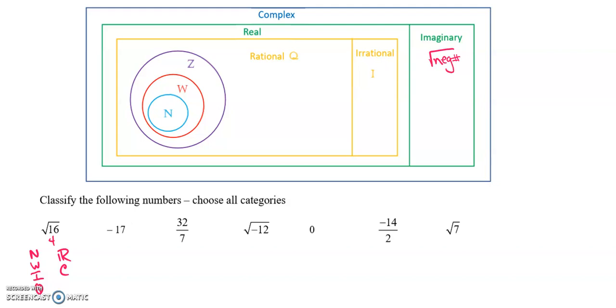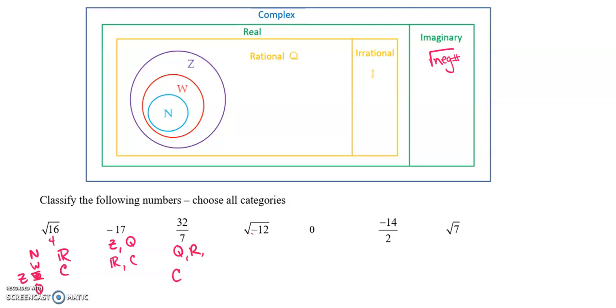So negative 17 is an integer. Once I am in an integer, which is Z, not I, I put I over here too, that should be a Z. Once I know I'm in Z, then I can go out to the rationals, go out to the reals, and go out to the complex. So that's integers, then that goes to the rationals, then that goes to the real and the complex. 32 over 7 is a fraction, so it's not an integer. So we're starting at the rational level: rational, real, and complex.